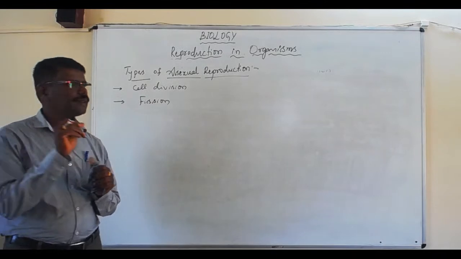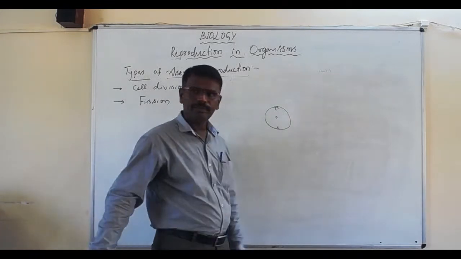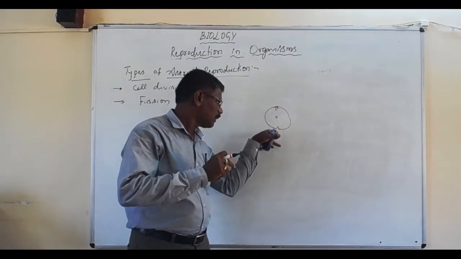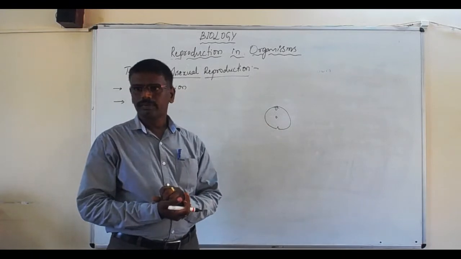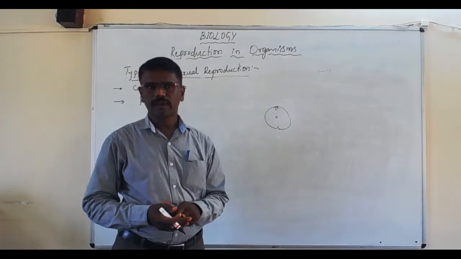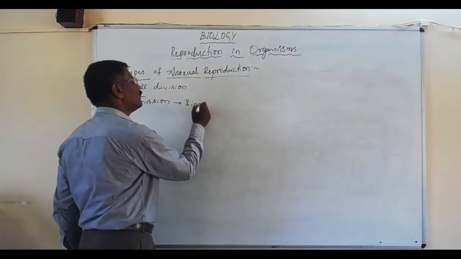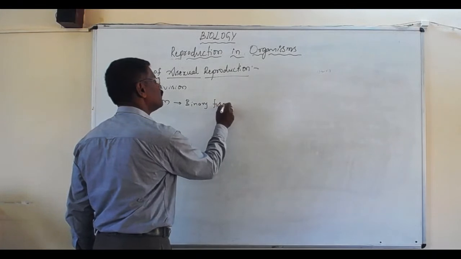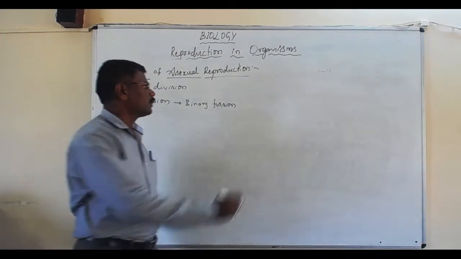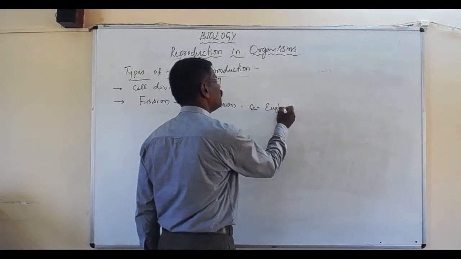Fission is nothing but, at the time of cell division, a small fissure is formed, and that fissure grows inwards. The cellular material is divided to form two cells. This is binary fission.